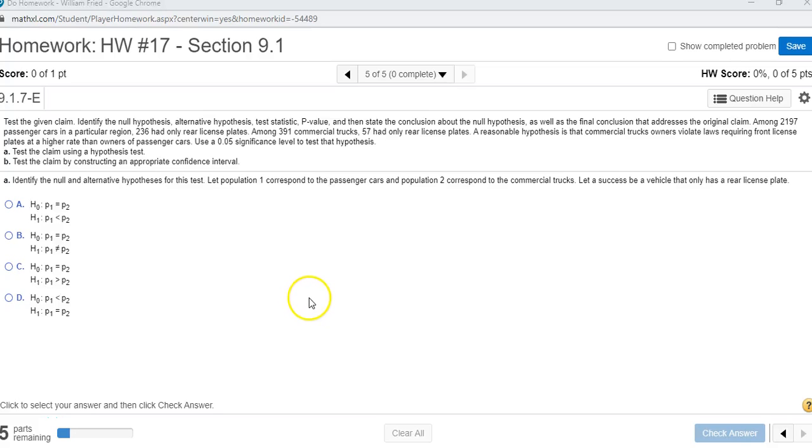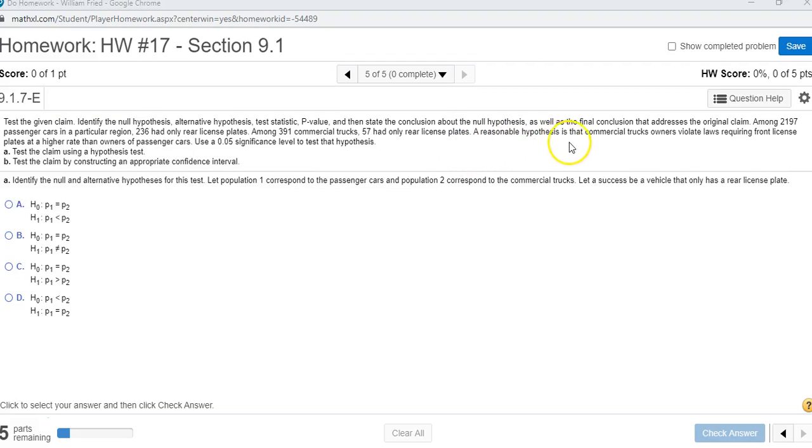I want to do this problem about two proportions and a hypothesis test because it wants us to do a hypothesis test and also construct an appropriate confidence interval. So it says that 236 of 2197 cars only had rear license plates, and 57 of 391 trucks only had rear license plates. I guess you're supposed to have front and rear.